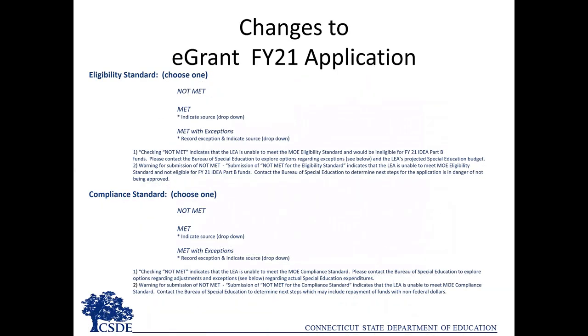Speaking of which, here's some of the changes in the application itself. Last year, as you might recall, you were having to take numbers from the MOE calculator themselves and place them into the application. It was a little confusing which number went where. So all we're going to request is that by your uploading the 1.3 and the 1.4, I'll be reviewing the numbers in particular, while all you have to identify is, did you meet with exceptions, or did you not meet?